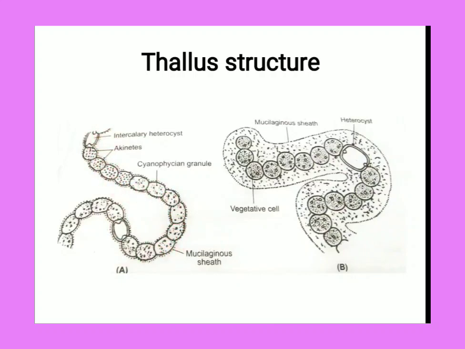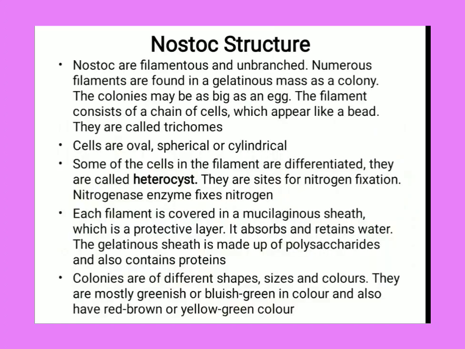It shows intercalary heterocysts, akinetes, and some dot-like structures. It is known as a mucilaginous sheath. Okay, this is the thallus structure of Nostoc.